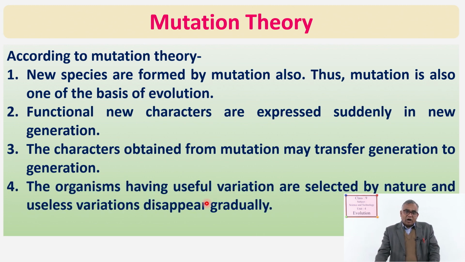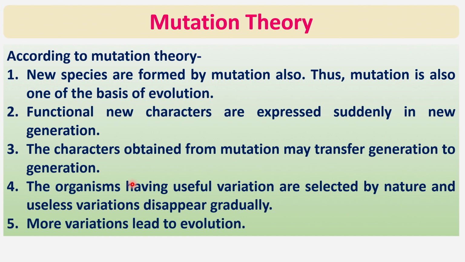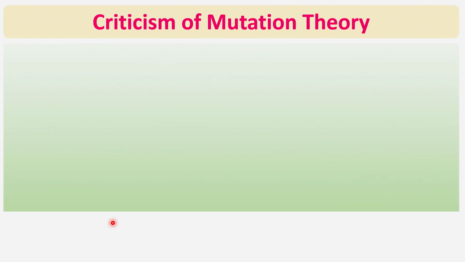Next, organisms having useful variation obtained from mutation, because the cause of variation was not explained by Darwin. He told that variation is caused because of mutation, and that useful variation is selected by nature, as Darwin explained in natural selection, and useless variations disappear gradually. When a number of variations take place inside an organism, it leads to evolution. So that is mutation theory.